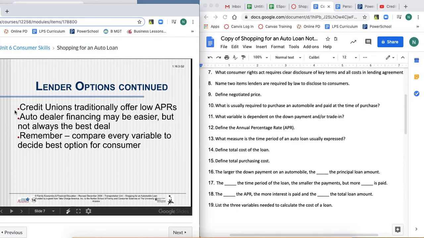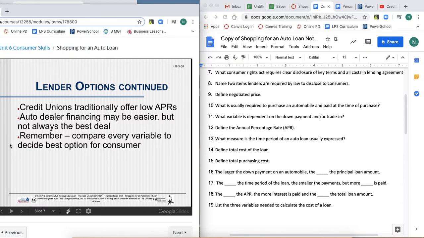Some traits about them. Credit unions are typically going to offer lower interest rates. Going through an auto dealer is usually the easiest option because they will do all of the work for you, but it's not always the best deal. You may not always get the best interest rate or the best financing when you go through an auto dealer, because they're not necessarily looking for your best interest. They're thinking about themselves. They don't work for you the way a banker at your personal bank or your commercial bank would.